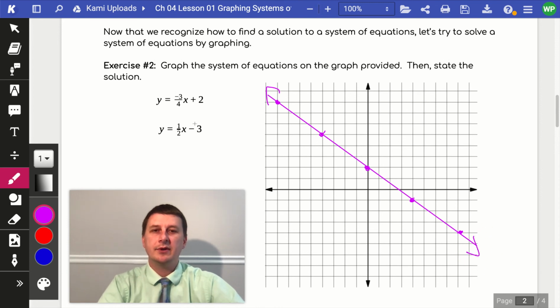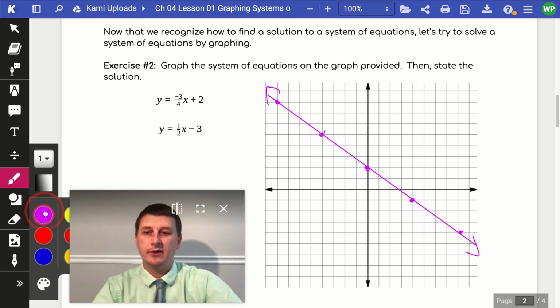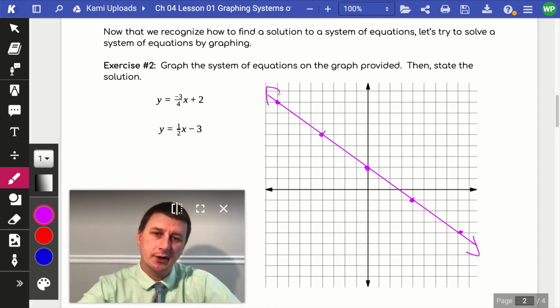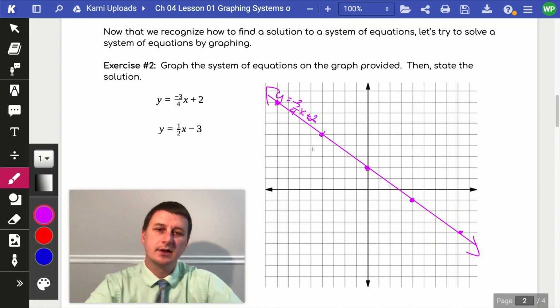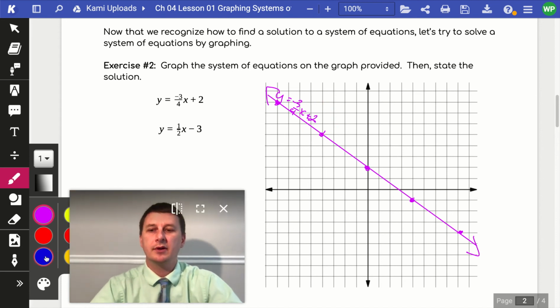Now, since we're going to be graphing not one but two equations, we want to make sure we label these equations to let everybody else know, including ourselves, which equation is which. So we're going to write y equals negative 3 over 4 x plus 2 to give that equation its proper label.